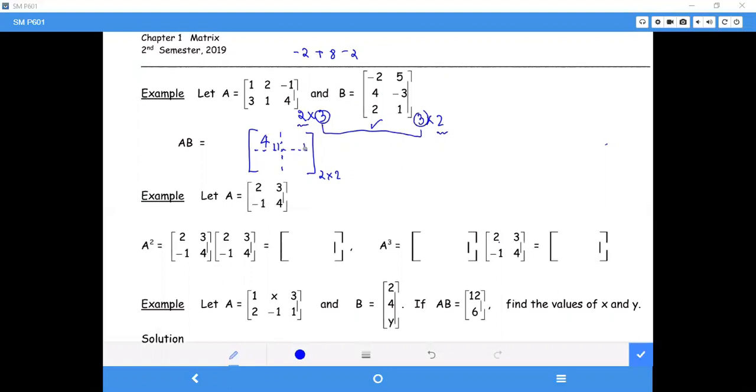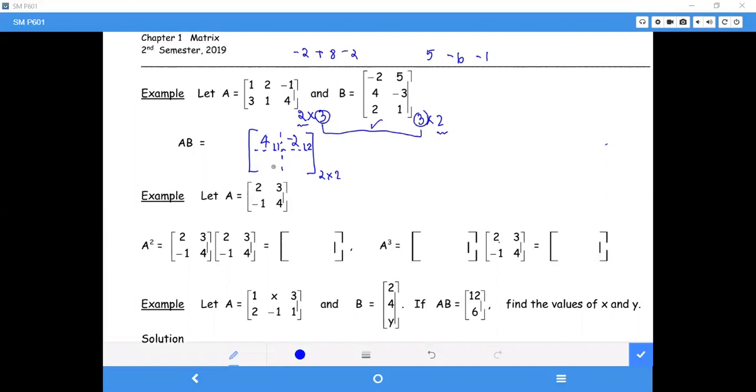Next one, the position is 1, 2. You multiply the first row with the second column. Easy. First member with the first member, 1 times 5 is 5. Next one, second member, that is -6. Then the third members, that is -1. So the final result, 5 minus 6 minus 1, is -2. So you write -2 down there.